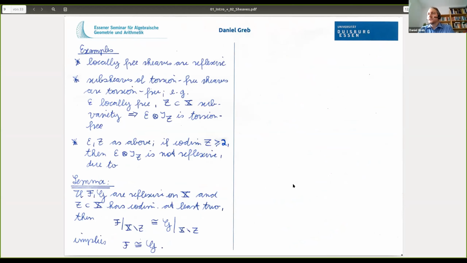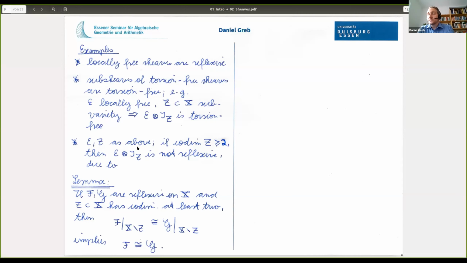So locally free sheaves are perfect. They are torsion-free and reflexive. What is very nice is that if you have a torsion-free sheaf and you have a subsheaf, then it's automatically torsion-free. For example, you take a locally free sheaf E, and you take some subvariety Z in your X, and then you look at the sheaf of sections of E that vanish on Z. That's a subsheaf of E, and that's torsion-free. The image of this sheaf inside E is torsion-free.